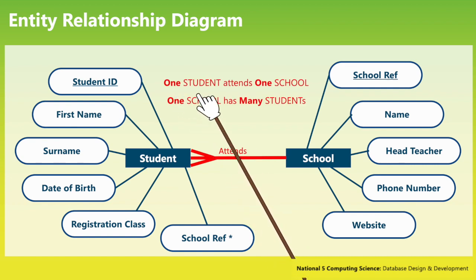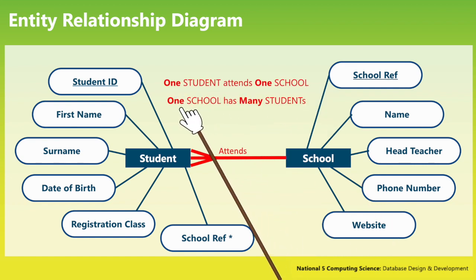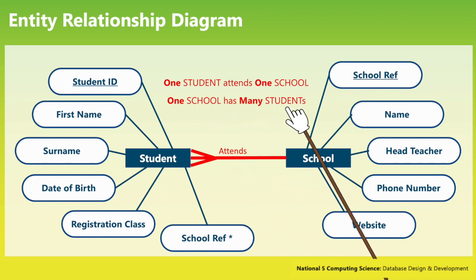We then need to write in the relationship. So one student attends one school, a school has many students. And you will notice that the many, the crow's foot, and the foreign key are all linked to the same table. And that way you know your entity relationship diagram is correct and you've correctly identified the relationship between them.